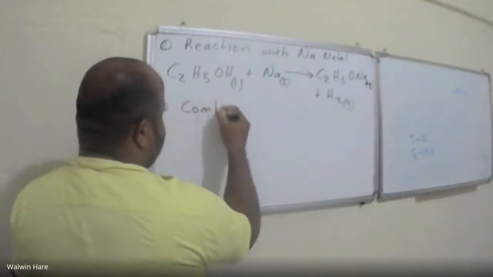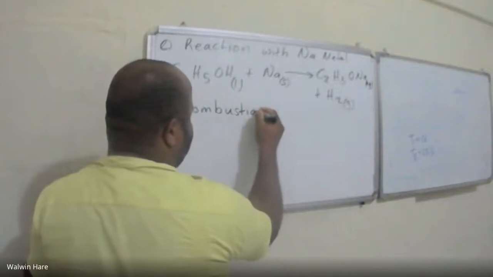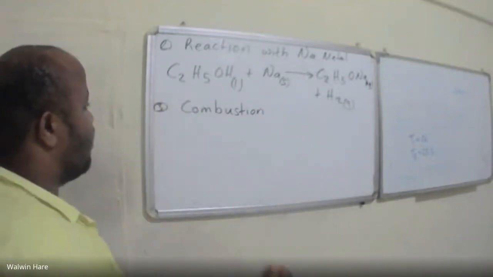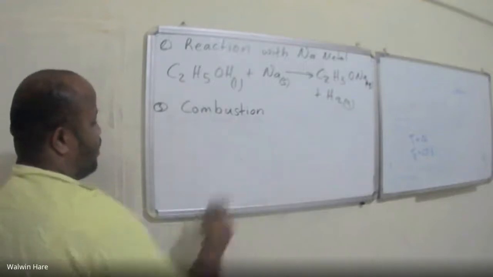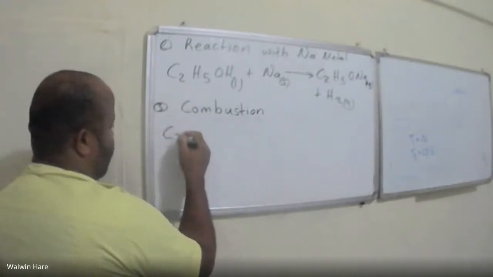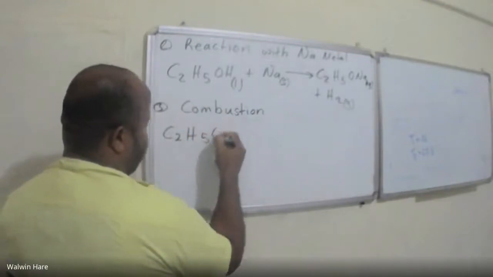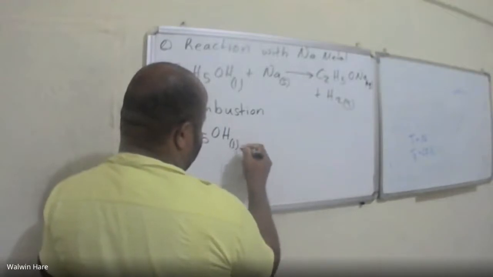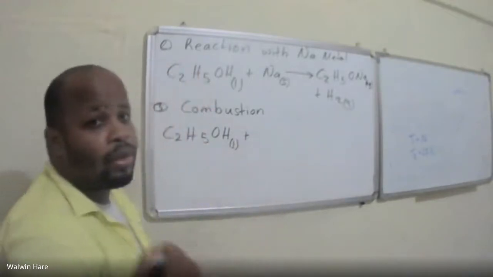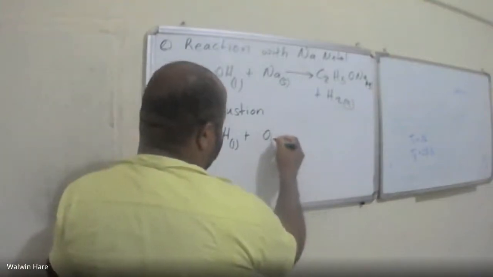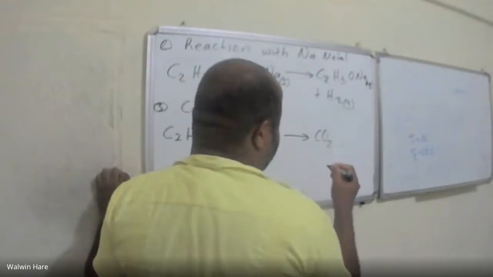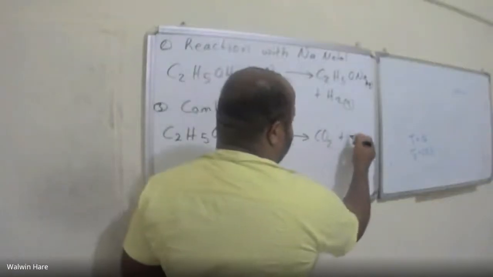Like alkanes and alkenes, alcohol is combustible, so it can ignite, right? It can undergo combustion. What are the products of combustion? Sir, if it is complete, it is carbon dioxide and water. Correct. If it is incomplete, it is carbon monoxide and water. Right.